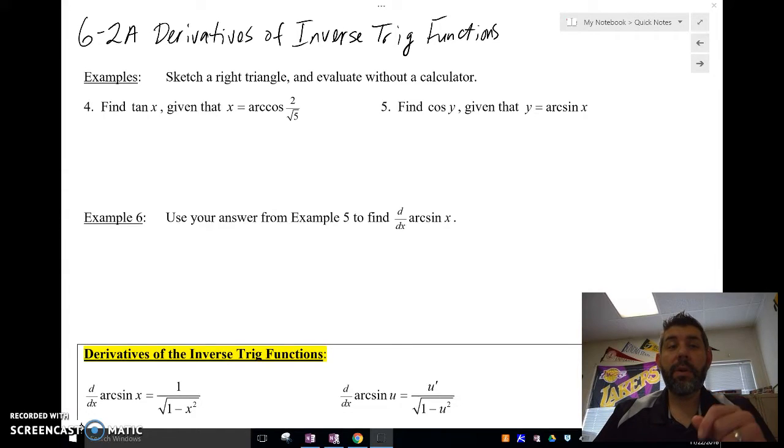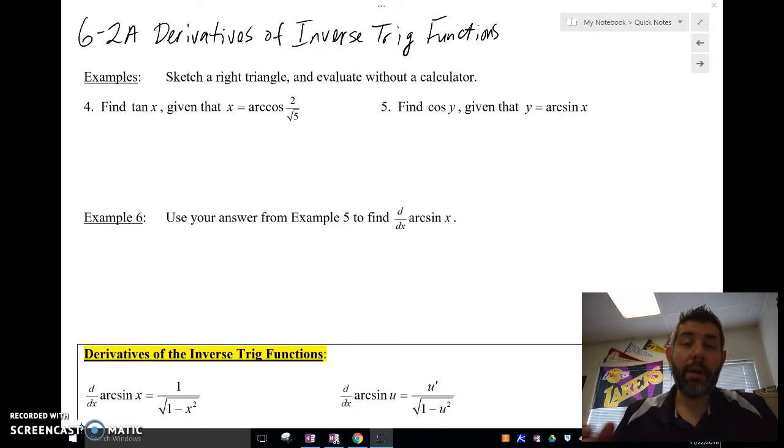In my previous video, I did just some review of inverse trig functions. Now we're actually getting to the calculus, and we're looking at their derivatives. So what I'd like to do is show you a problem, how we get a derivative and why the inverse trig function derivatives look the way they do.